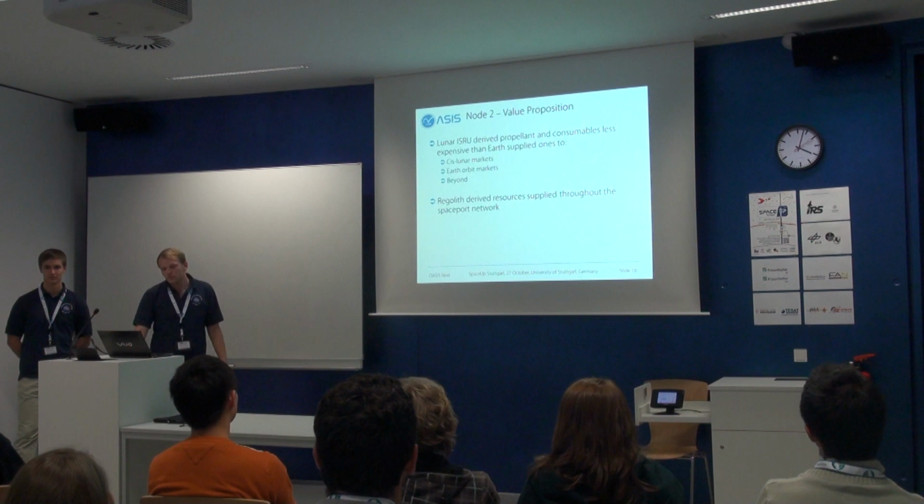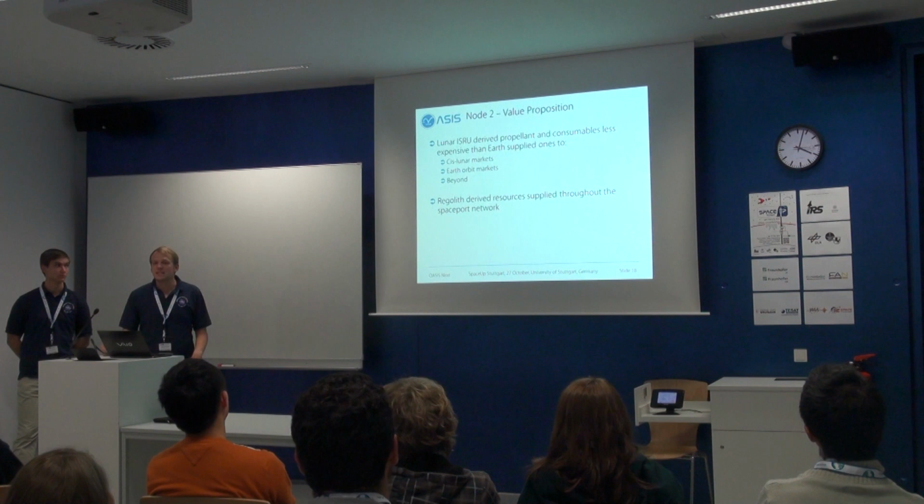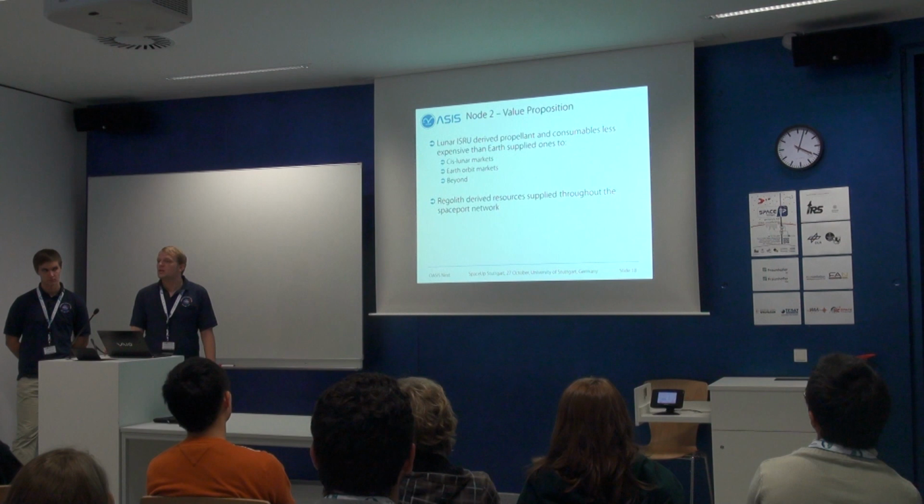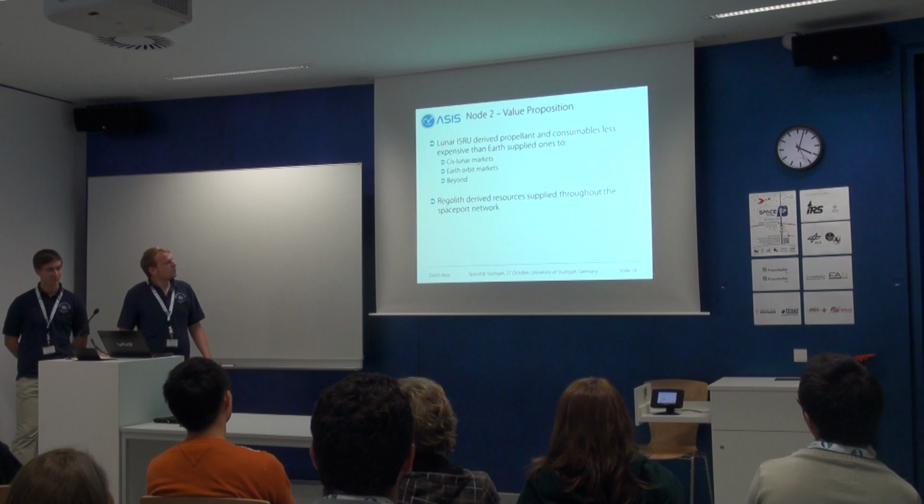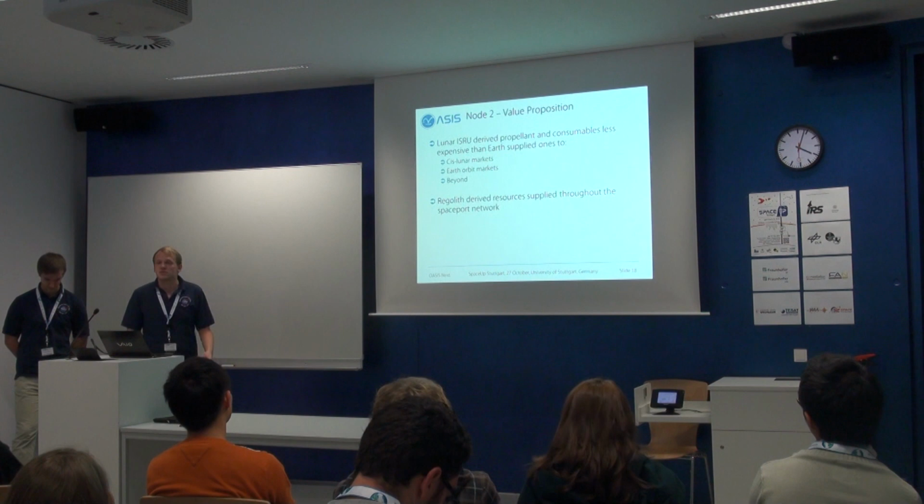Node 2 value proposition. Again, as I just explained, there are many studies by NASA that say it will be less expensive to source consumables, water, and cryogenic components from the moon using lunar regolith. And also there's potential for other regolith derived products. For instance, they're doing a study right now on heat shields made from lunar regolith.